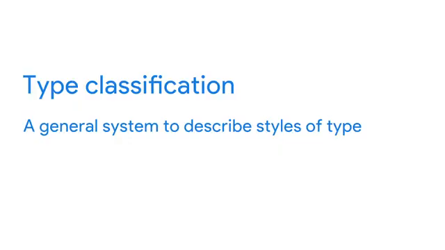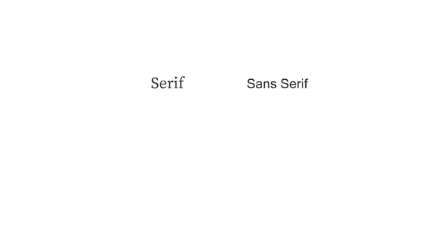First up is the type classification. Type classification is a general system to describe styles of type. 2 of the most popular type classifications are serif and sans serif.